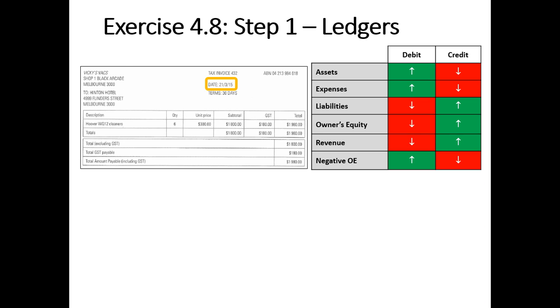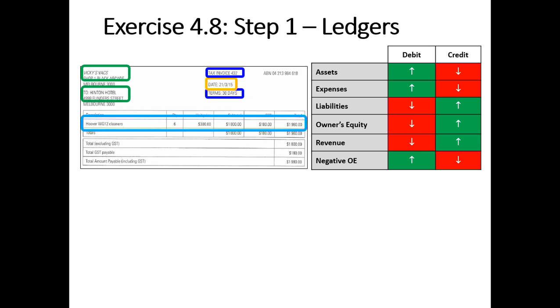Now we have another invoice. This time our name's at the top, so it's evidence our business is the one that's made the sale. It says tax invoice, but again that doesn't necessarily mean a credit transaction. What gives it away is the terms of 30 days. So there's what we've sold including the GST. So it's an $1,800 sale plus GST of $180 for a total of $1,980.